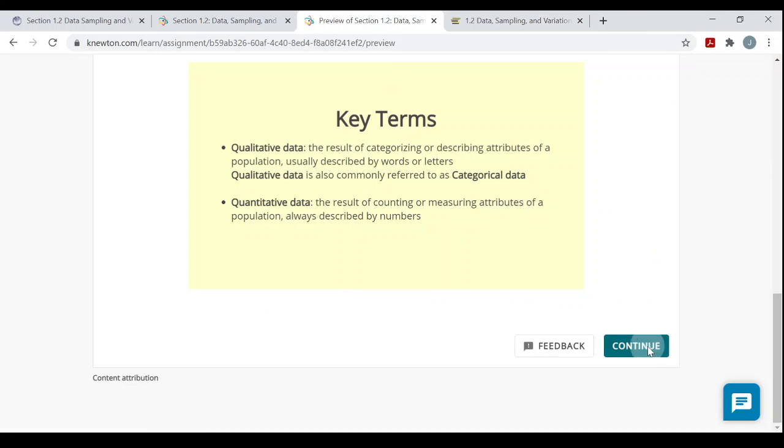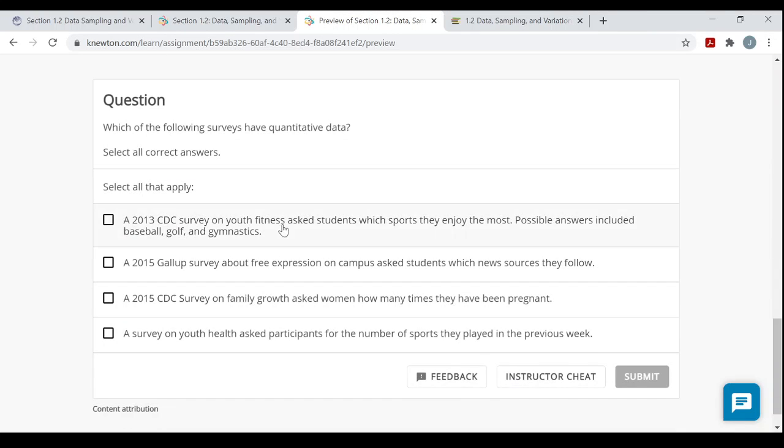All right, so back here, continue. All right, so which of the following surveys have quantitative data? Quantitative, numbers. Right?